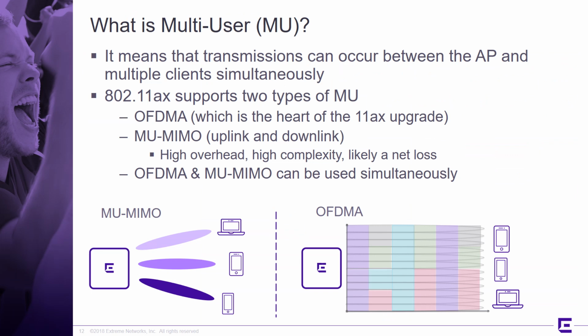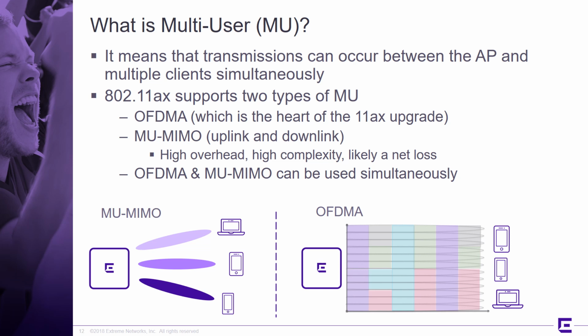Now let's talk about some terminology for multi-user. I alluded to this earlier, but I wanted to clarify here. There are 2 types of multi-user within 11ax. The very definition of multi-user means that transmissions can occur between an AP and multiple clients simultaneously, whether uplink or downlink. And 11ax supports OFDMA, which is kind of the heart of the core of the 11ax PHY, and multi-user MIMO, uplink and downlink. So we have both of these types that are very different in how they function.